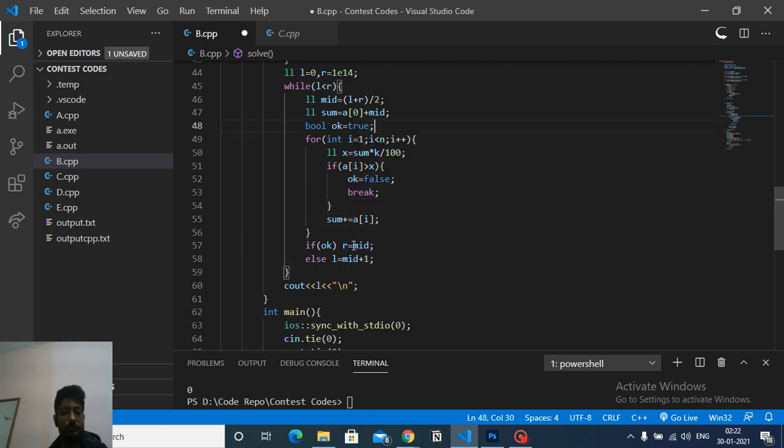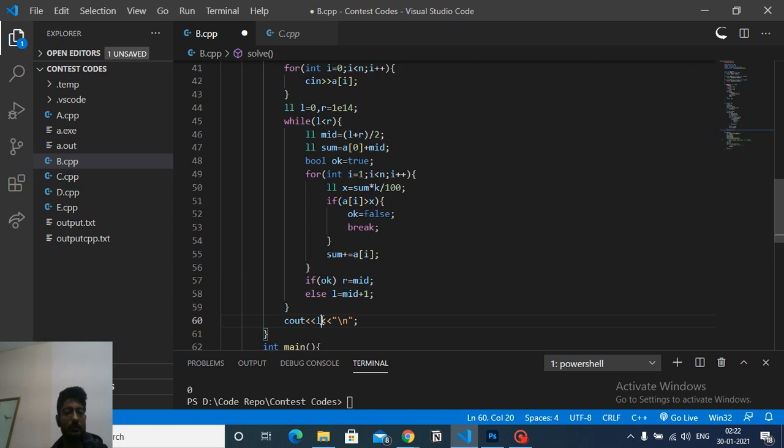If OK turned out to be true, then we make our right equal to mid, else, if it is not satisfied, then this mid value is not satisfied, so make my left equal to mid plus 1. If mid is satisfied, then make my right equal to mid, and then the answer is obviously equal to the left, whatever left is pointing to. Now this is just a standard binary search problem.